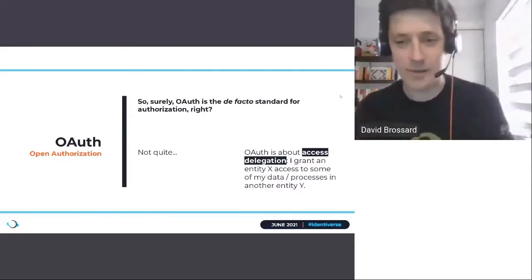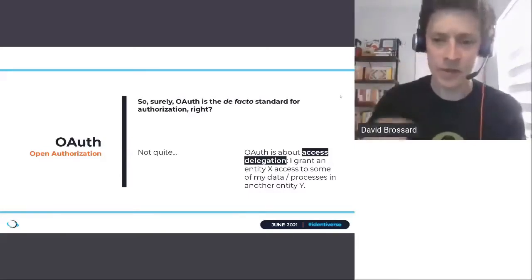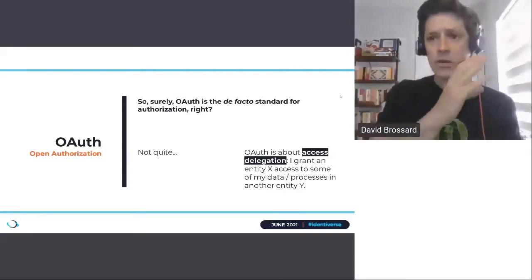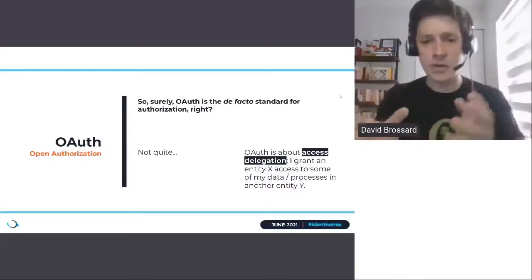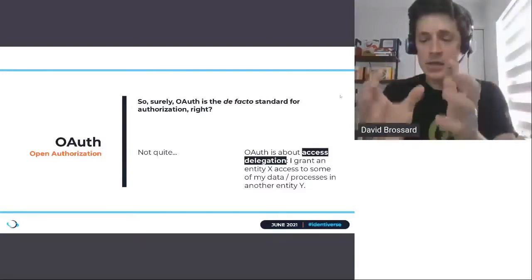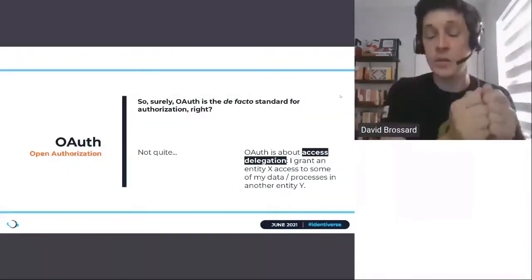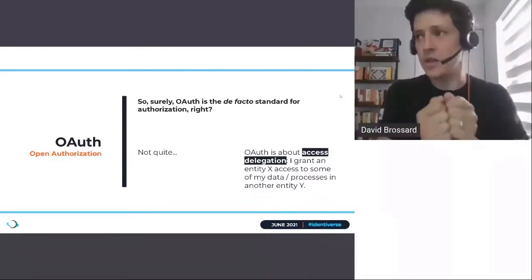Not quite. We're going to dive deeper into OAuth and all its derivatives and profiles. OAuth is about access delegation. Think when you have your Twitter account, you have your Facebook account, and you want to let your Twitter account post on your Facebook, you're giving Twitter access to your Facebook in a constrained way. You're letting Twitter write on your wall, for instance. That is what OAuth is about, delegating that access. It's not about authorization per se.